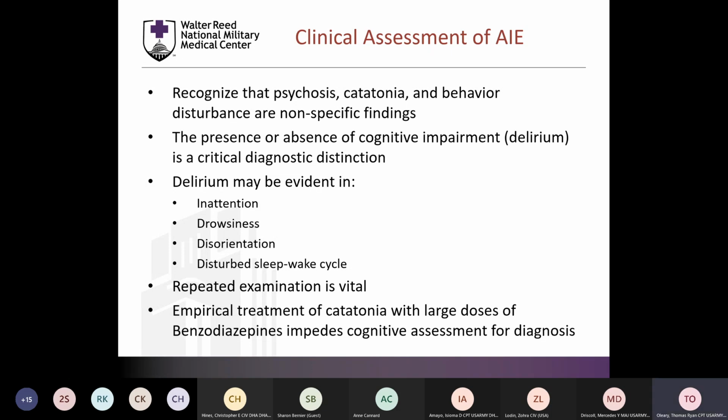Very important not to miss this, because this might be the only index that you get that's positive. In other words, you could have an ambiguous CSF study, the imaging is negative, the patient won't lie still for the EEG, and you're not going to get the antibody test back for a month. But the presence of delirium is enough to hang your hat on that the patient's in the organic category, so it's really important.